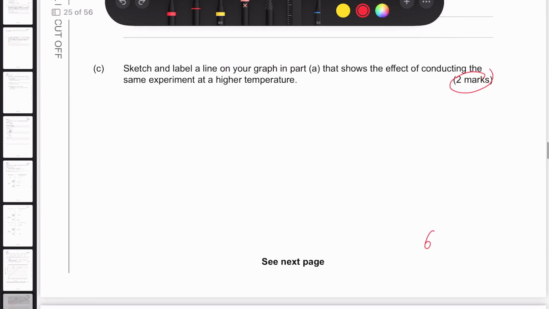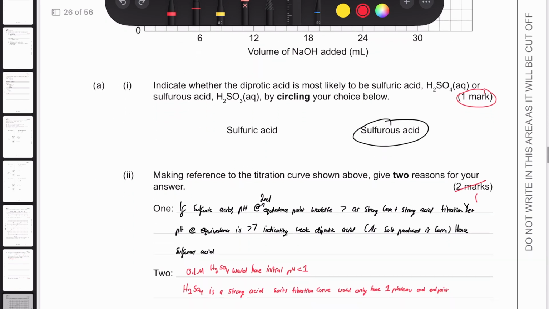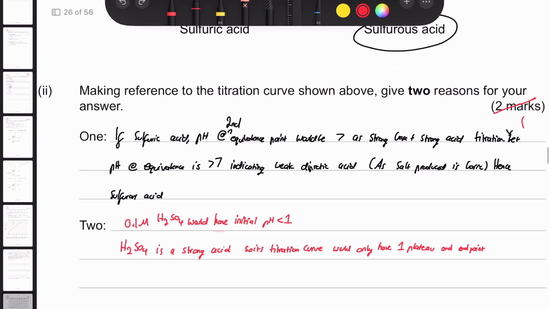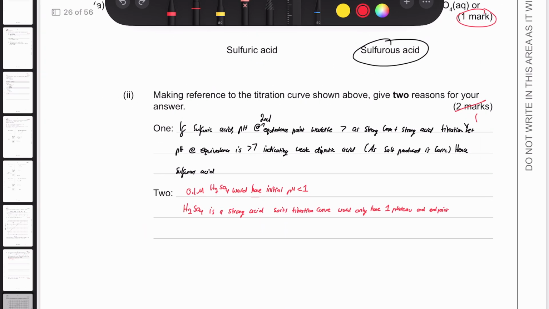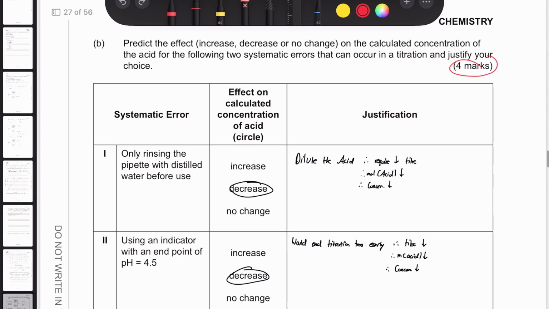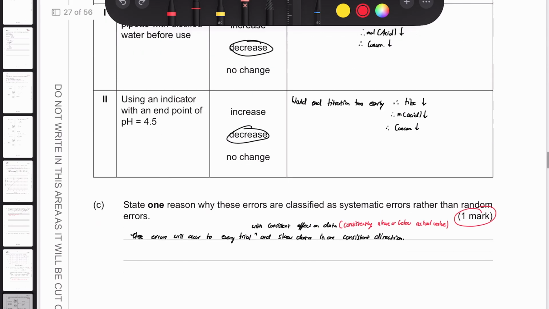And then, let's see. This was sulfurous acid, and I only had one explanation. My equivalence point was correct. You could have also said that the pH of H2SO4 would be less than 1. Or you could have said that since H2SO4 is a strong acid, it would only have one endpoint and one plateau. So 2 marks there.